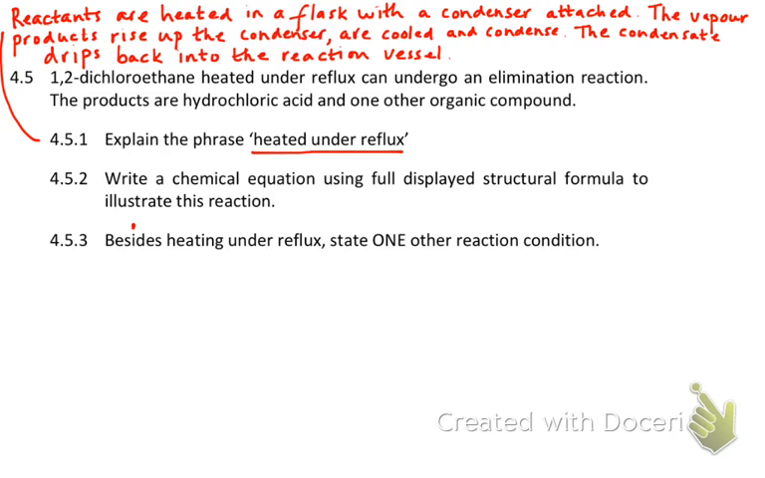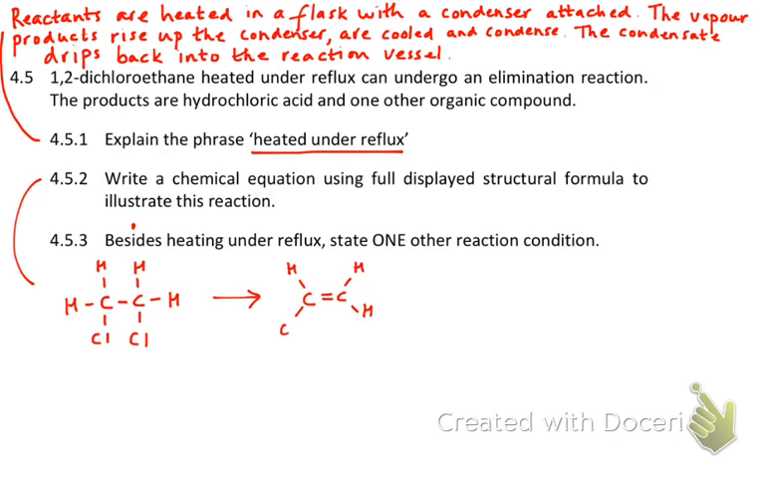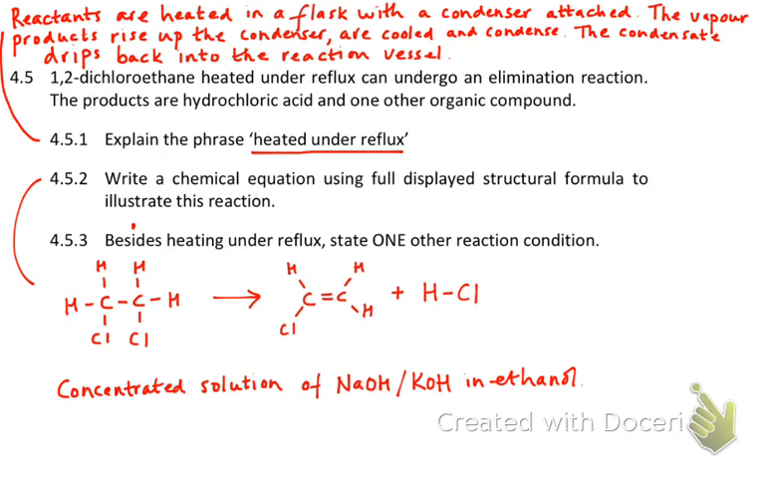Chemical reaction using full displayed structural formulas. We start with 1,2 dichloroethane. Now we are told that one of the products is hydrochloric acid, HCl, so we know then that we must form chloroethene, and then there's our HCl, that's the other product. And besides heating under reflux, one other reaction condition, we need a concentrated solution of a strong base, sodium hydroxide or potassium hydroxide, dissolved in ethanol.